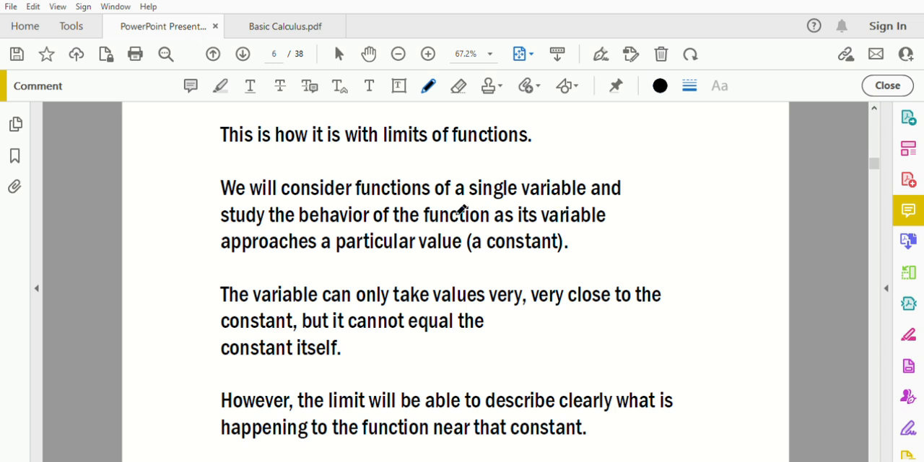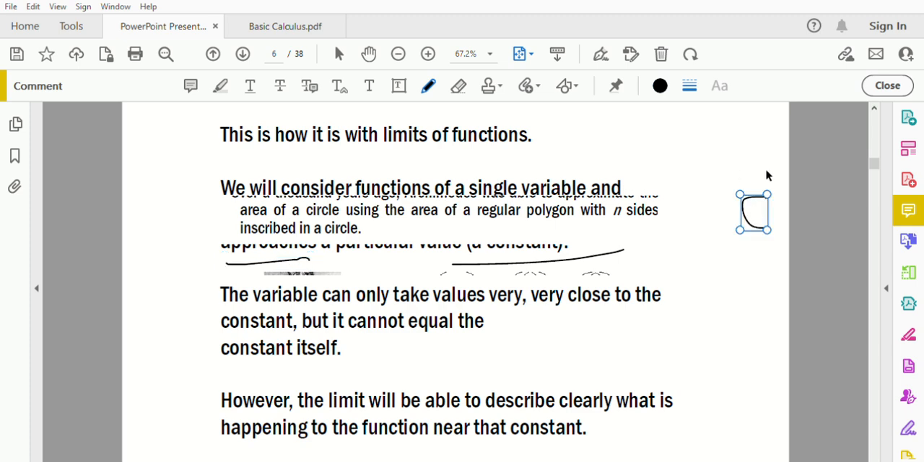In general, we will study a single variable function and the behavior of that function as its variable approaches, take note, a particular value. It means that a variable can only take values very, very close to the constant, but it cannot equal the constant itself. Take note, we will only study the behavior as it approaches. Say for example, we have a constant here, so this is the point.